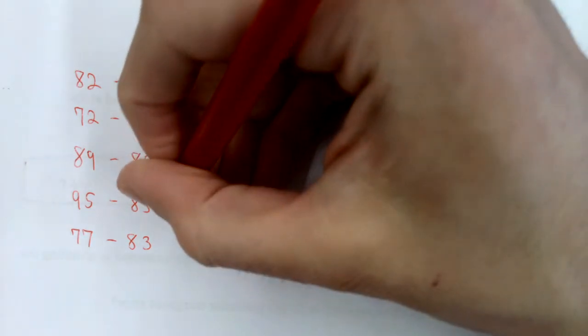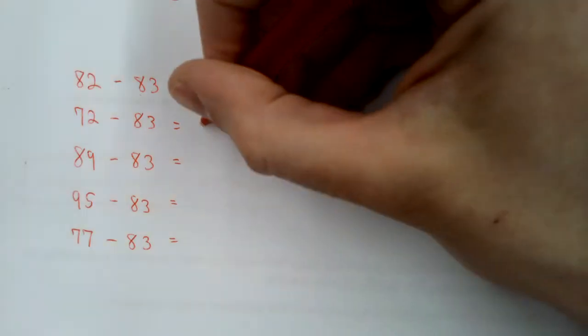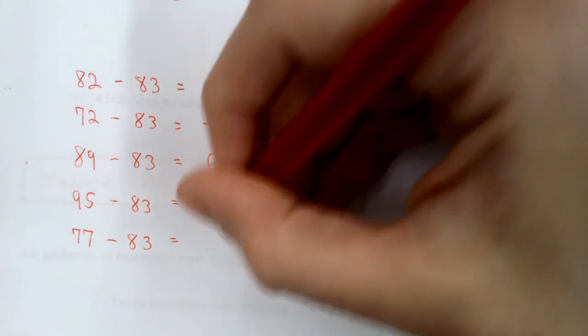You're going to subtract the average, which we just established was 83, from each of those quiz grades. Minus 83, minus 83, minus 83, minus 83, minus 83. It's going to give us -1. Then we have -11. Then we have 6. Then we have 12. Then we have -6.